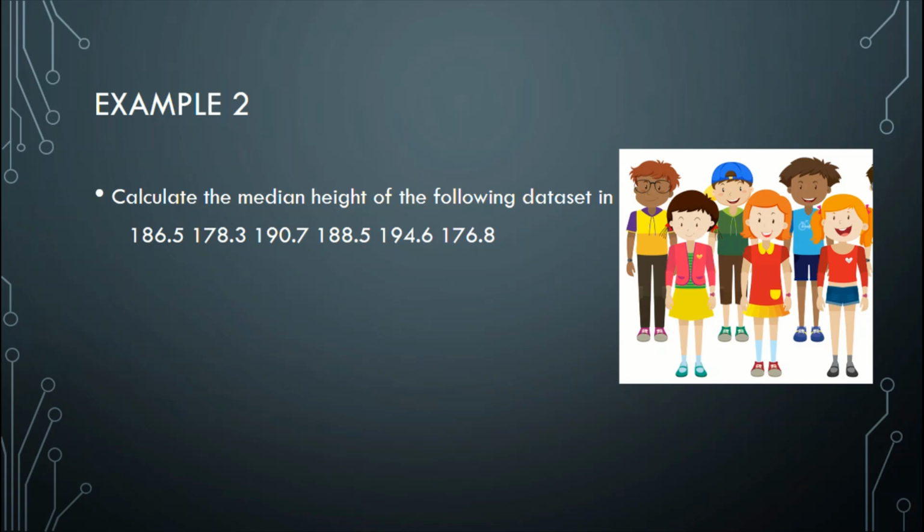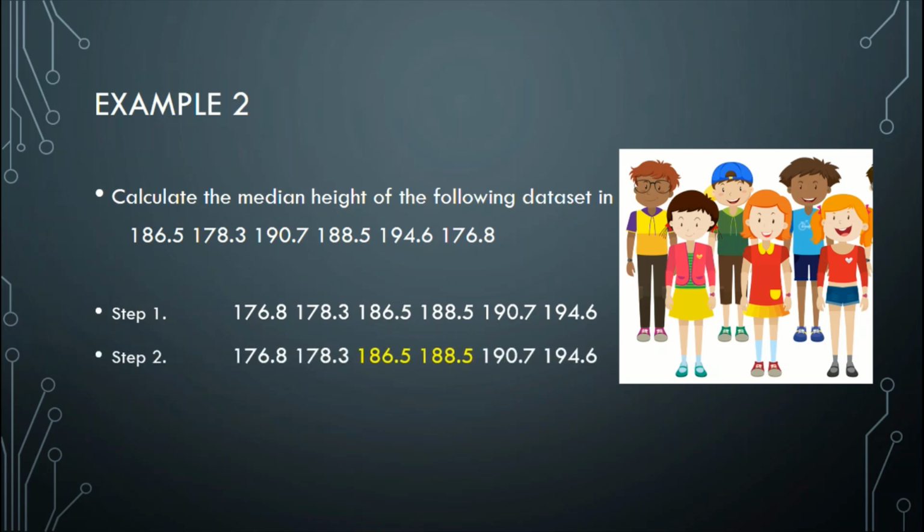The first step is to arrange the data in ascending order. You could choose to arrange them in ascending or descending order, whichever you prefer. The second step is to identify the data values seated at the middle, that is 186.5 centimeters and 188.5 centimeters. The third step is to find the average of the two values seated at the center by adding the two data values, 186.5 plus 188.5, and dividing them by 2.